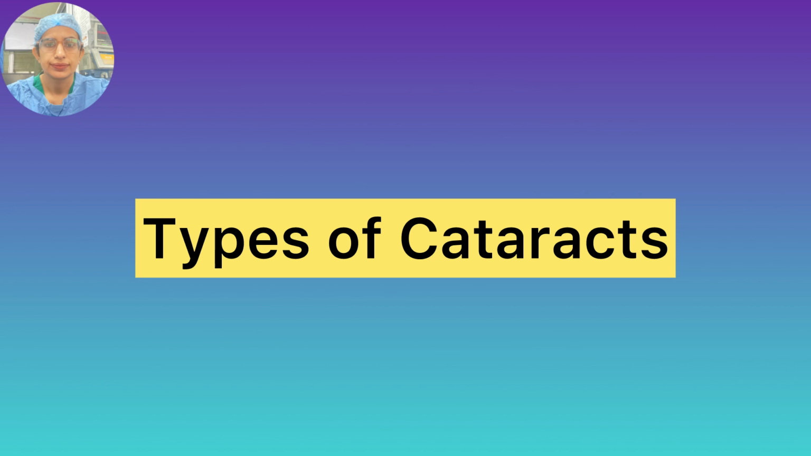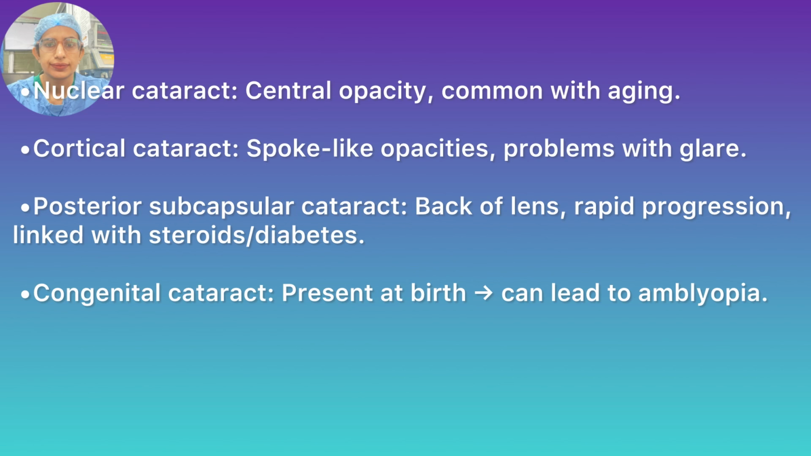Next are the types of cataracts. It is not as important, but you should know. First is nuclear cataract, where central opacity is mainly affected; it is common with age. Next is cortical cataract, with spoke-like opacities and problems with glare. Third is posterior subcapsular cataract, at the back of the lens, which leads to rapid progression and is linked with steroids or diabetes. Fourth is congenital cataract, which is present at birth.